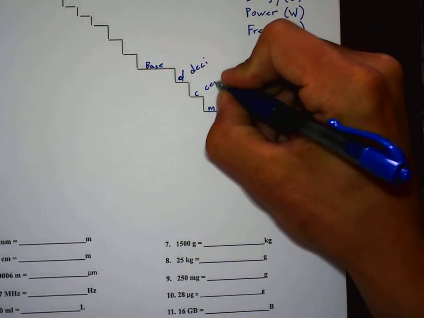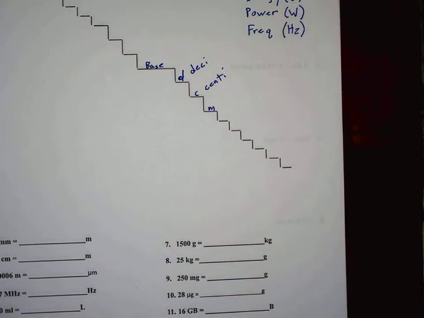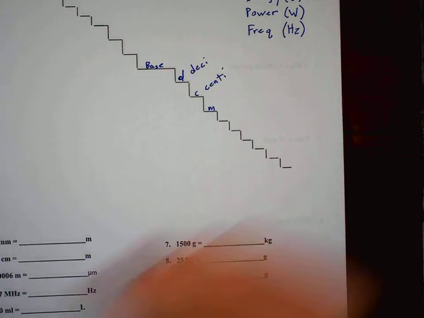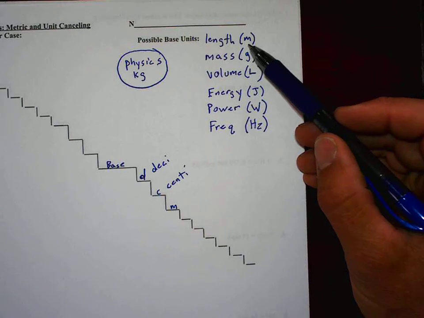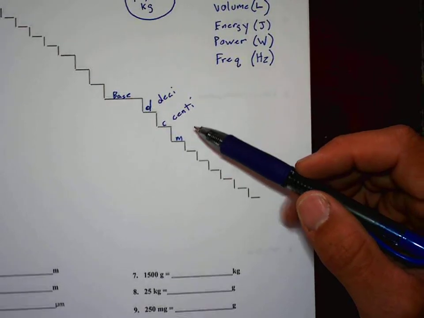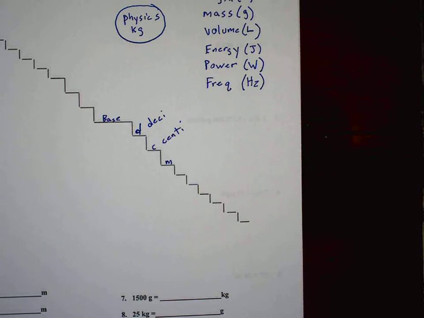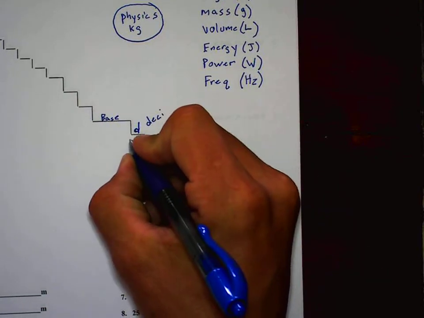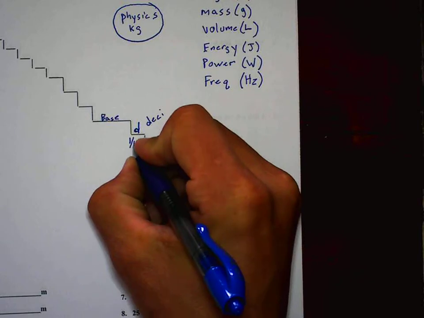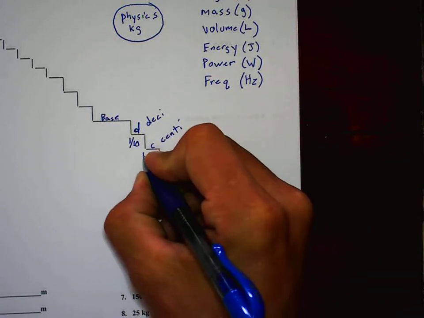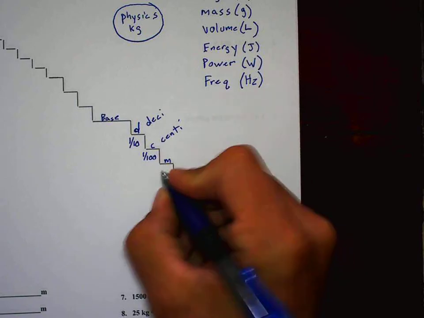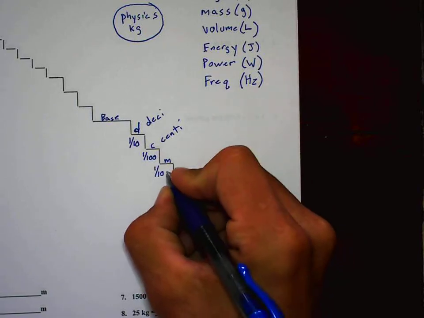centi. And what's this one? We got to kind of pay attention. That one's milli. We got to pay attention here because I got lowercase m for length. That's meters. But sometimes little m means milli. You'll get used to when it's milli and when it's meters. Here's what they mean. Deci means 1/10. Centi, 100th. And milli is 1/1000.